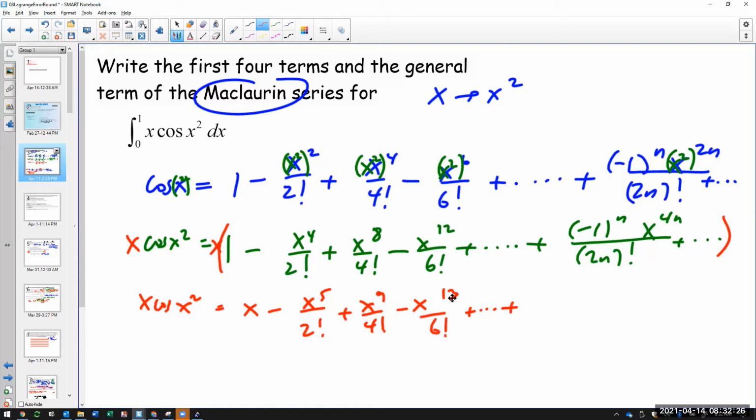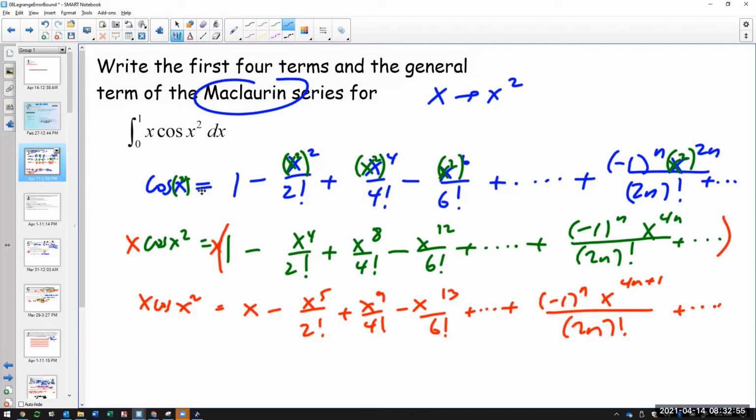All right. Right here, guys, did I do anything to the alternating signs? No. So keep that factor right there, -1 to the n. What did I do to each exponent? Added 1. So what's this 4n going to turn to? 4n plus 1. So this is x to the 4n plus 1. Did I do anything to the denominator? No. So this stays 2n factorial plus dot, dot, dot. Are you guys with me so far?